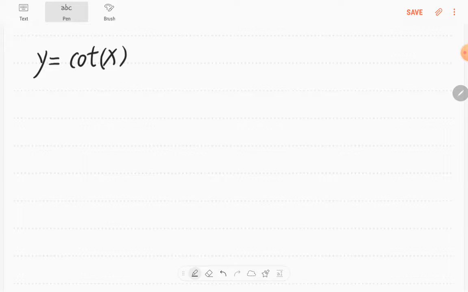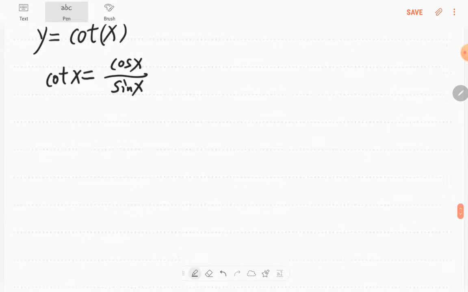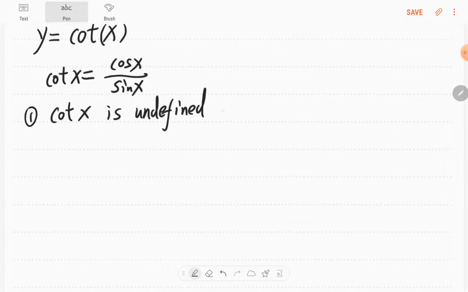Okay. So we know that cotangent x equals cosine x over sine x, because it's equal to 1 over tangent, so it's cosine over sine. So you can see that one thing is the cotangent x is undefined if sine x equals 0. So when is sine x equals 0? Sine x equals 0, we know it's equal to n times pi, right? n is all integers.